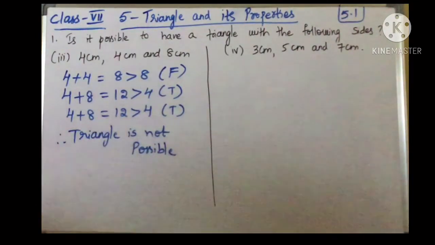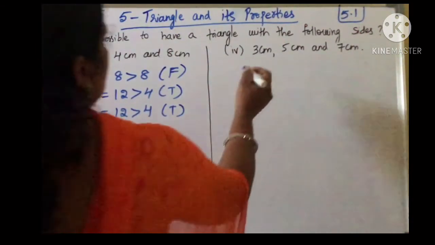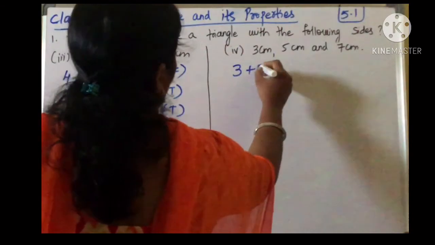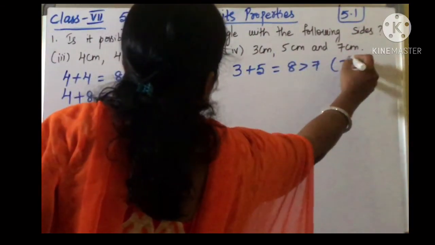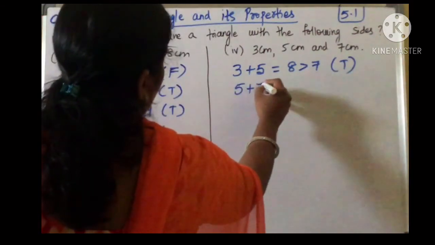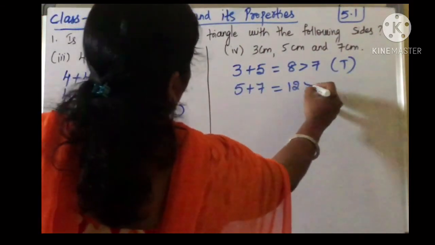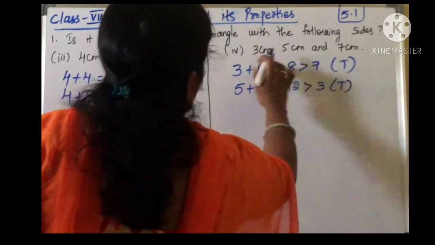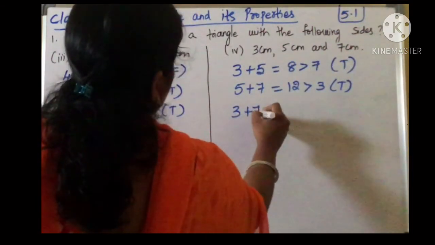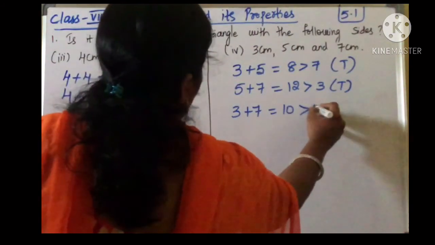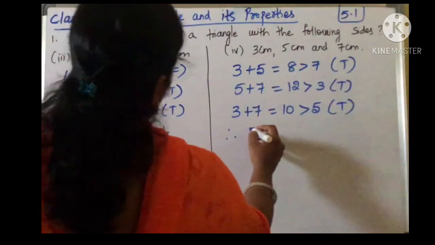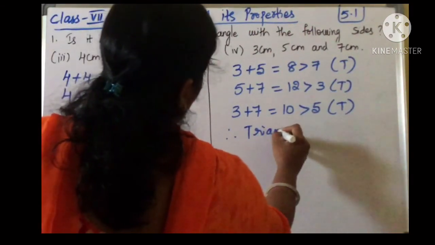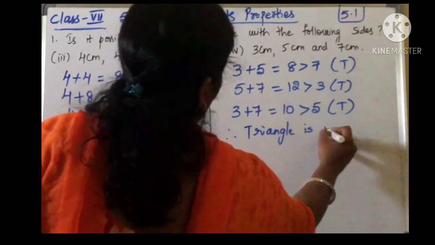Okay, children, next, the fourth one: 3 centimeters, 5 centimeters and 7 centimeters. Here first we are going to add 3 and 5. 3 plus 5 is 8. Is 8 greater than 7? Yes. Next, 5 and 7. 5 plus 7 is 12. Is 12 greater than 3? Yes. Next, 3 and 7. 3 plus 7 is 10. Is 10 greater than 5? Yes, true. Here all the conditions are true. Therefore, the triangle is possible.